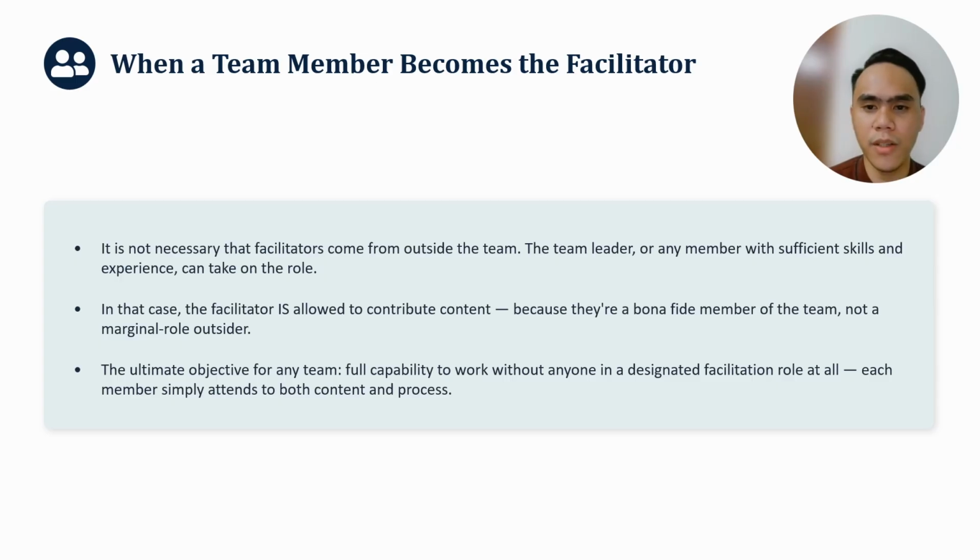This actually points toward the real end state the whole facilitation framework is building toward. The ultimate objective stated directly in this chapter is for all teams to be fully capable of working without the need of anyone in a designated facilitation role whatsoever. In the mature end state, each member simply pays attention to both content and process issues themselves and ensures that the team works effectively as a natural habit. Not because someone external is watching for it, but this reframes the entire facilitator concept nicely. An outside facilitator is really scaffolding.